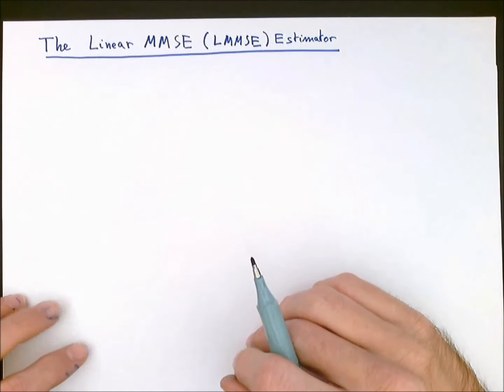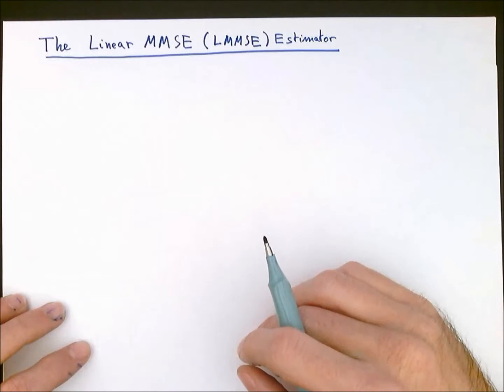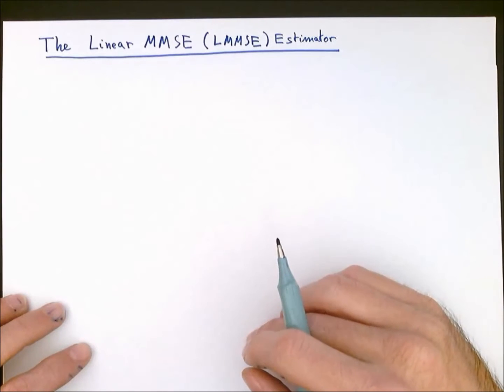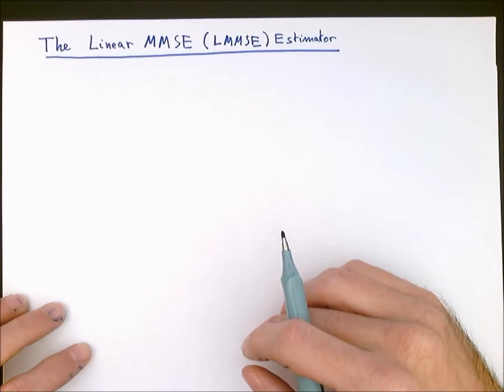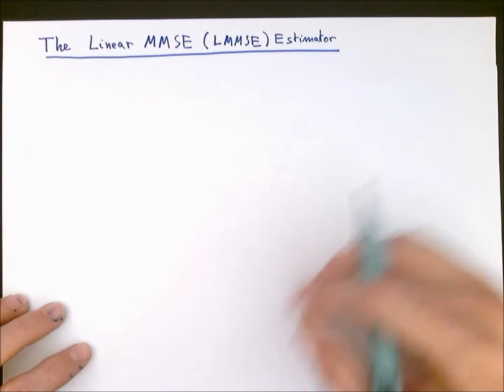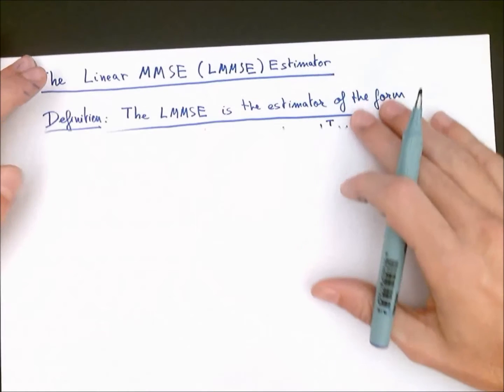In this video, we're going to present an alternative to the MMSE estimator, the linear MMSE estimator. We will see that the linear MMSE estimator keeps some of the good properties of the MMSE estimator while having a much simpler form. One of the ways we can simplify the estimators is to constrain the functional form that the estimators can take. And this is precisely what we do in linear minimum mean squared error estimation.